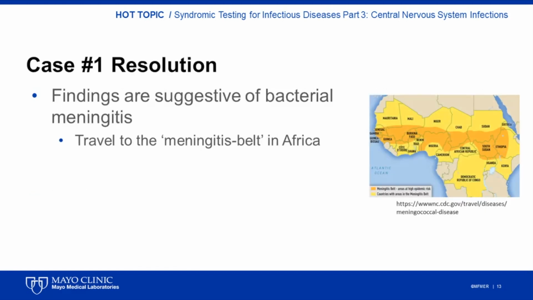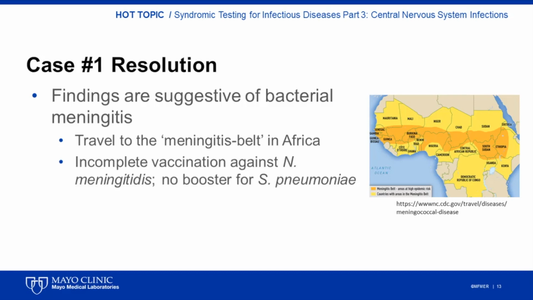The findings for this patient are clearly suggestive of a bacterial meningitis. Additionally, you note that he has recently traveled to a region in Africa that is endemic for Neisseria meningitidis and is in fact referred to as the meningitis belt in Africa. Additionally, you note that he is not up to date on his Neisseria meningitidis or Streptococcus pneumoniae vaccines.